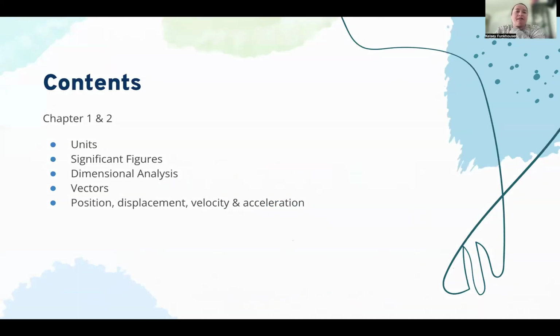So this is what we're covering today. It's coming from chapter 1 and then the start of chapter 2 in the textbook. We will cover units, significant figures, dimensional analysis, and introduce vectors, including position, displacement, velocity, and acceleration. Sounds like a lot, shouldn't be too long.